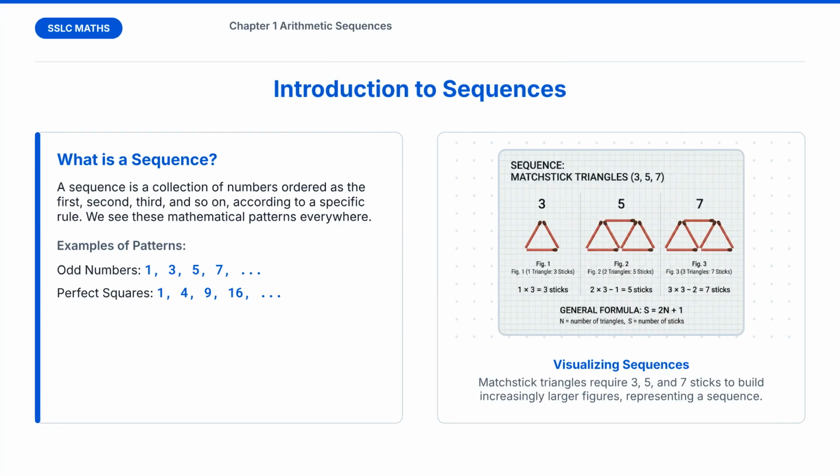What is a sequence? It is an ordered collection of numbers following a specific rule. We see these patterns in nature and mathematics, such as the sequence of odd numbers or perfect squares, often visualized through patterns like matchstick triangles.